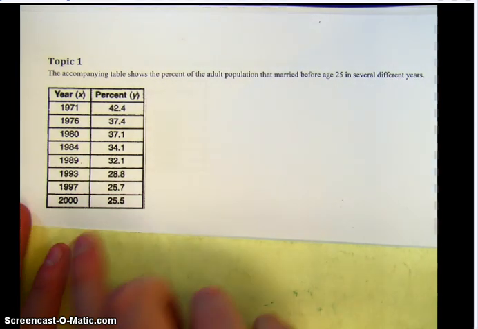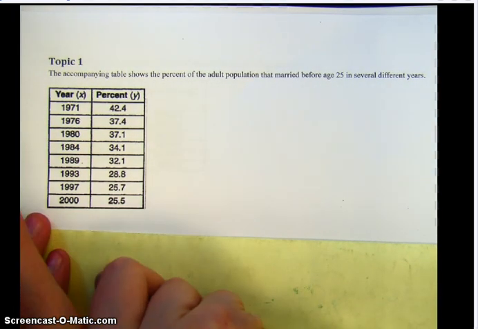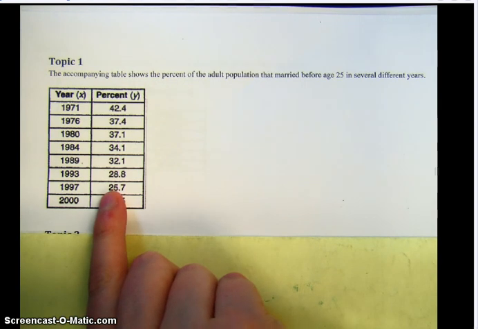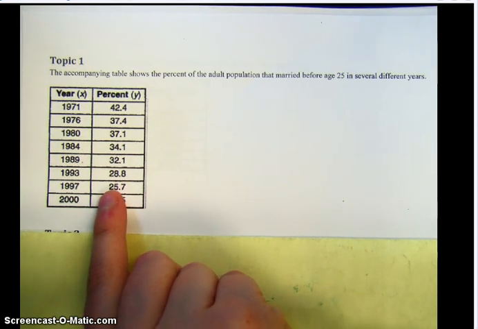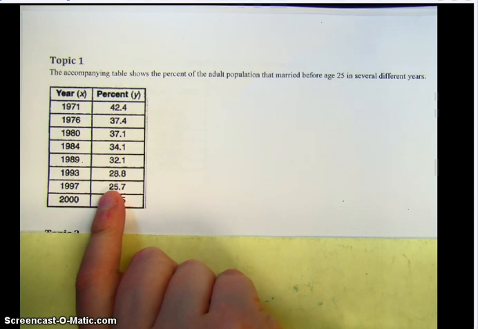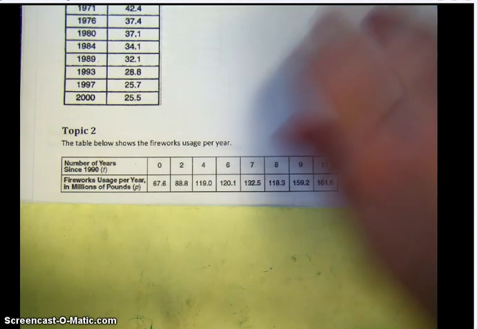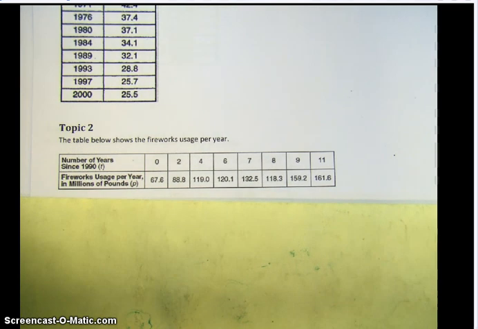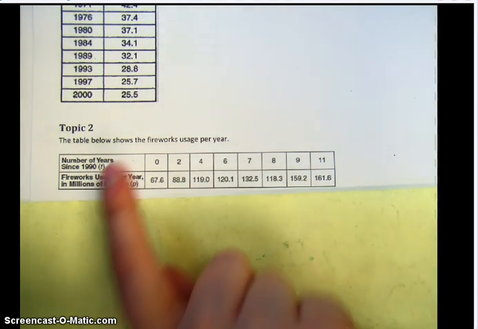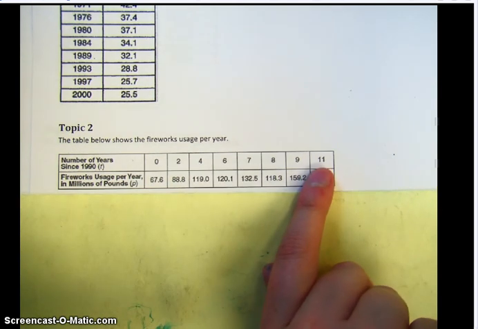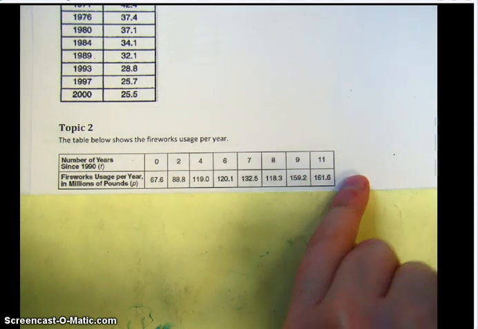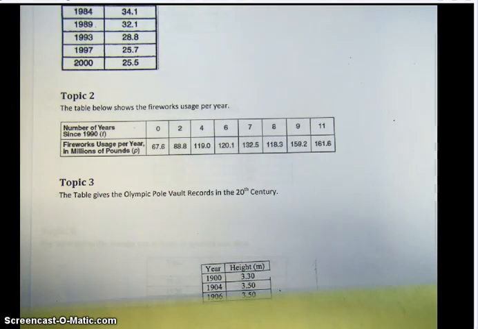Topic 1 is a table that looks at the year and the percent of the population married before age 25. So it's looking at how early we are getting married these days, or how late we are getting married. Topic 2 is looking at fireworks usage per year in millions of pounds, and it goes from 1990 to 2001, so looking at how much we're using fireworks in this country.